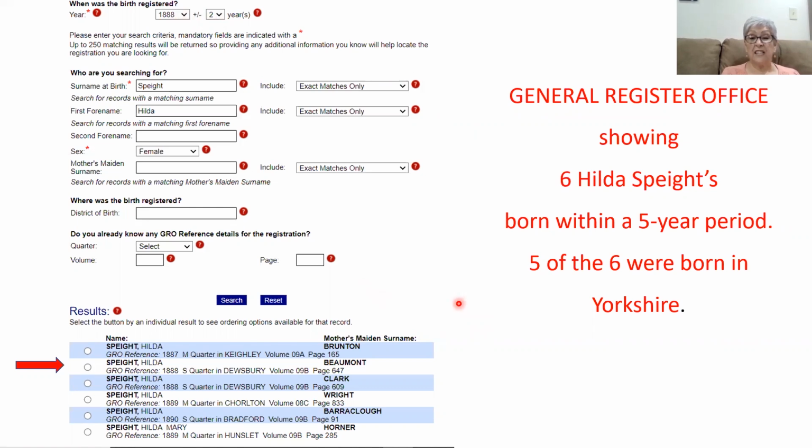And 5 of those 6 were in Yorkshire. So realize that a lot of times last names are very territorial. You may find a lot of Spates in this area, but you might not find any of them somewhere else.